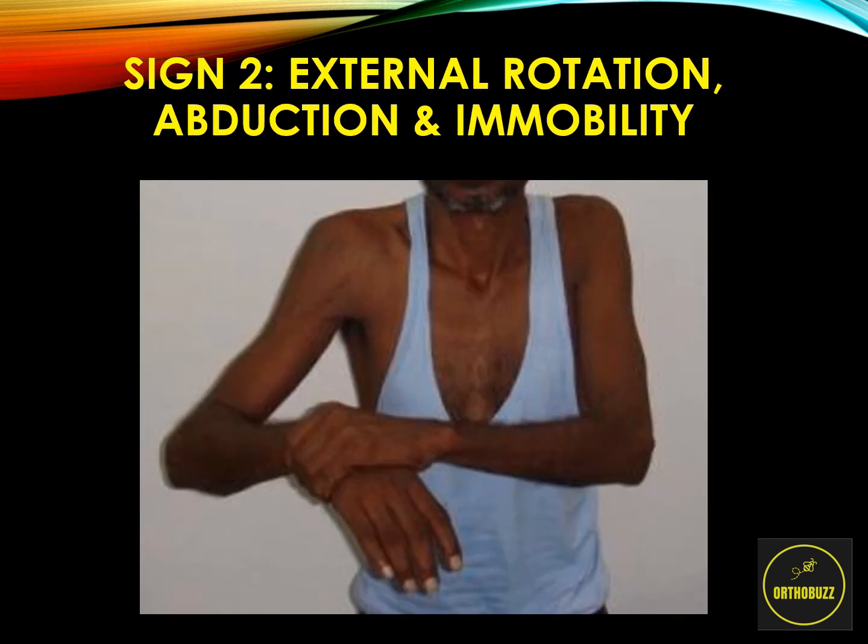The other option is wasting of the deltoid muscle, but that's much less common. Sign 2 is external rotation, abduction, and immobility. Now, the shoulder can dislocate in various directions, anterior being the most common. And depending on the direction it dislocates in will influence the position that the arm is in, as different positions put the shoulder at greater risk of dislocating in different directions.